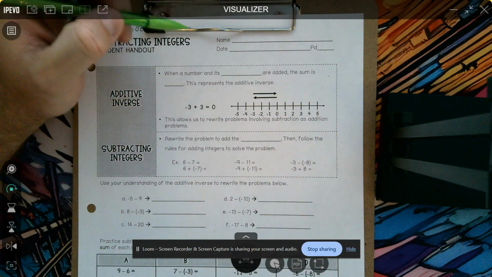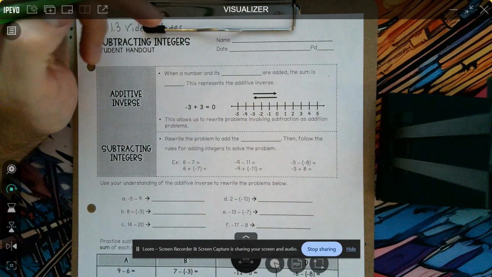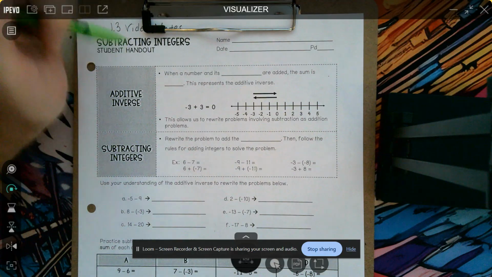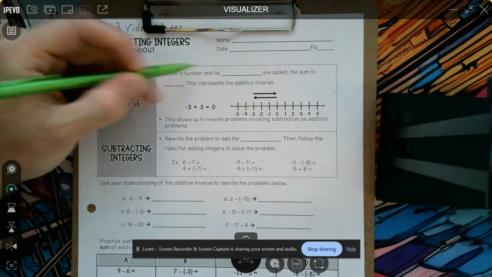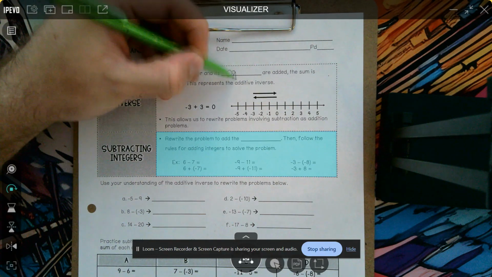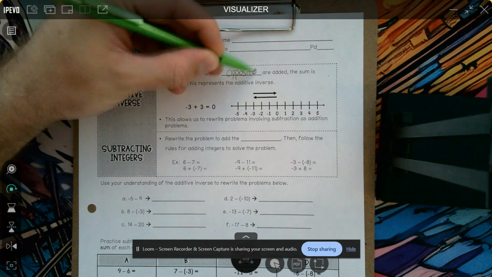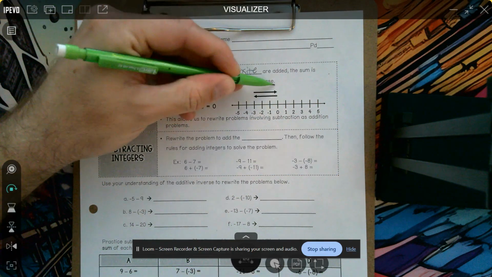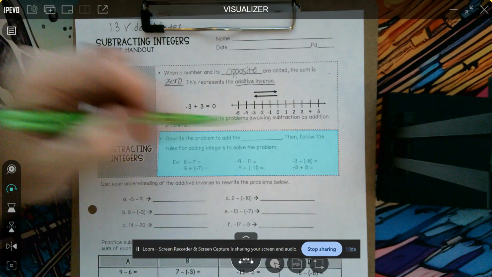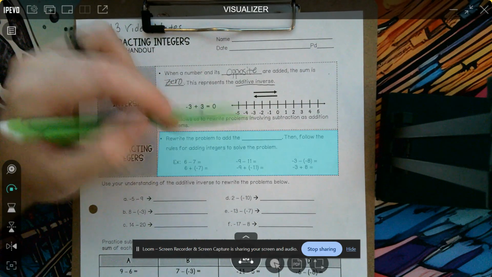So yesterday you learned about your addition rules with adding integers. Today we're going to be learning about adding the opposite to get 0 when we have subtraction. When a number and its opposite are added, we know that the sum is always 0. This is the additive inverse property. This is a demonstration of -3 plus 3 equals 0, which you should remember from yesterday.